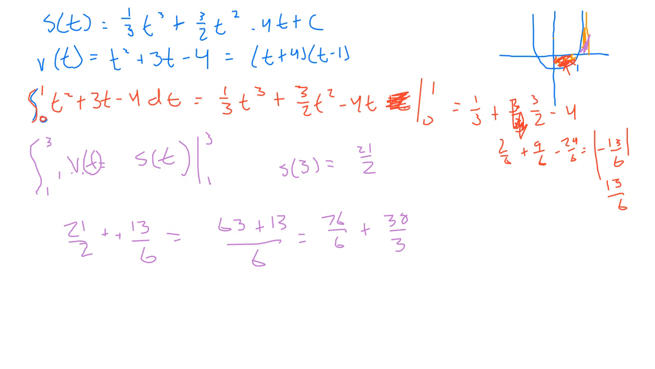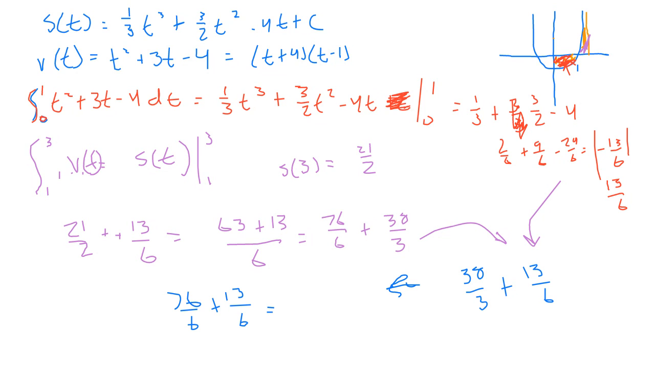And then we can add these together to get 38 over 3 plus 13 over 6, which we can go back to 76 over 6 plus 13 over 6, which gets us finally to 89 over 6 as our total distance. So we can see how displacement didn't really tell us the whole story. Distance shows how far we actually travel, whereas displacement is just that net overall change.